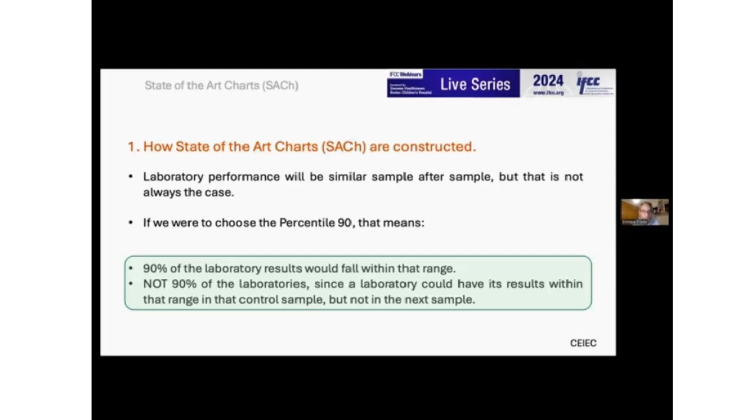I give an example related to what my colleagues have mentioned. If we have a data set and cut at the 90th percentile, it simply means that 90% of those results issued by all laboratories will be below that 90th percentile, as defined by the 90th percentile. But it does not mean that 90% of laboratories meet this condition. As I said before, some laboratories might have results within specification on some occasions, and the next day that control might not fall within the established specifications. This is very important to understand conceptually.